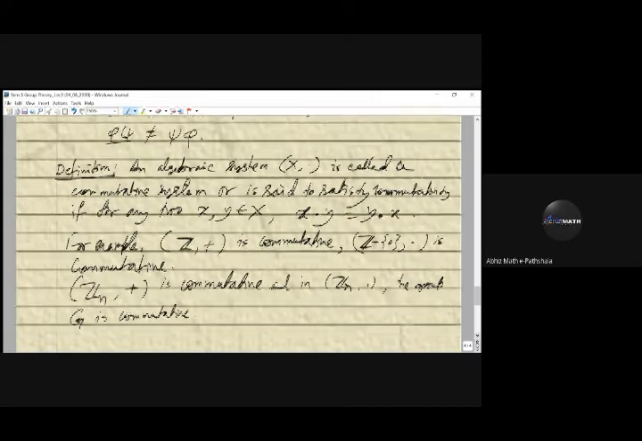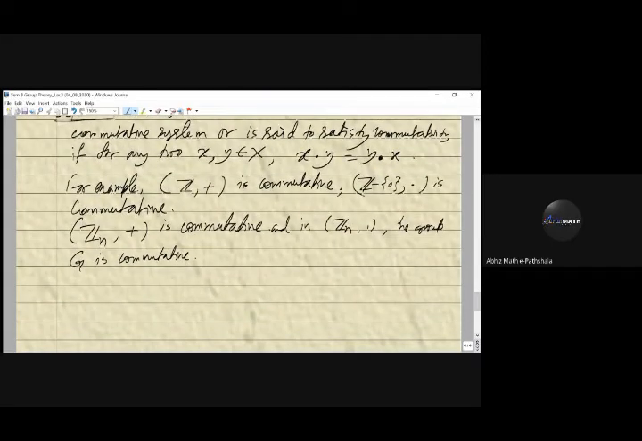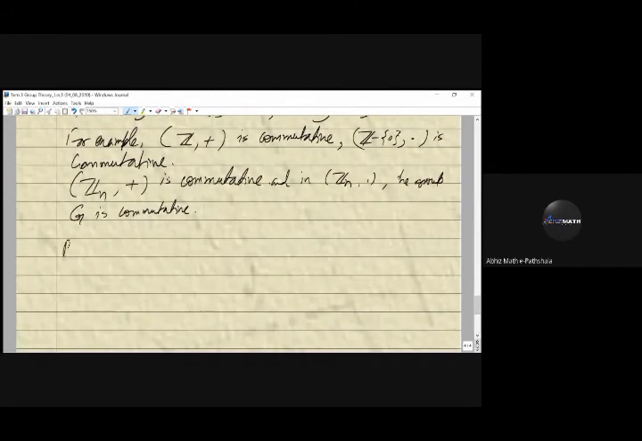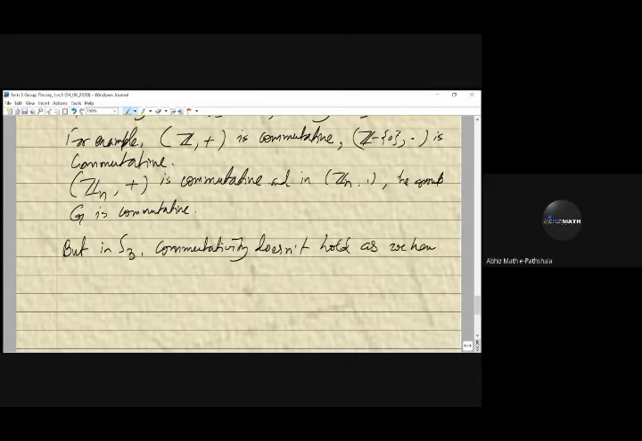But you have seen an example where it doesn't hold. This is the example. So in S3, commutativity does not hold, as we have seen that phi compose psi is not equal to psi compose phi.